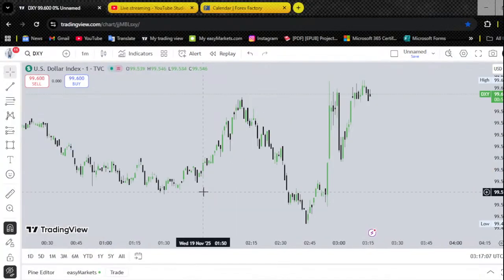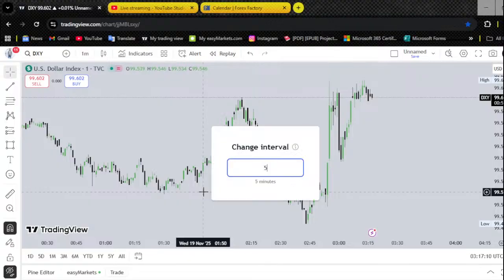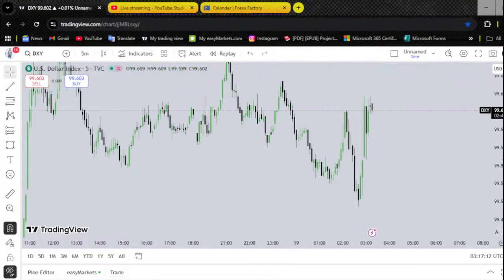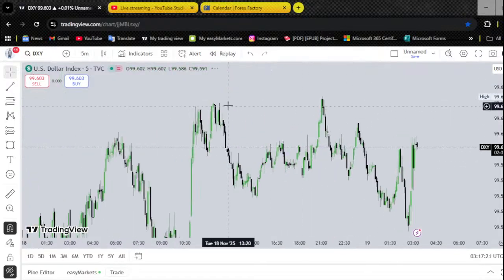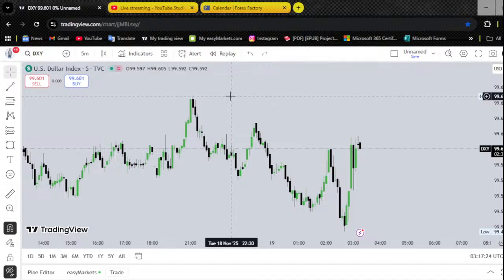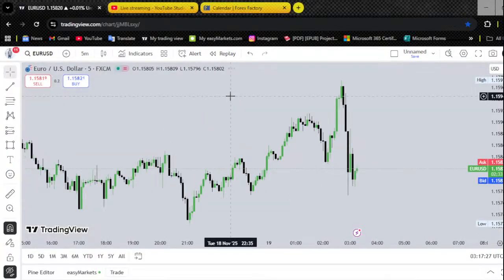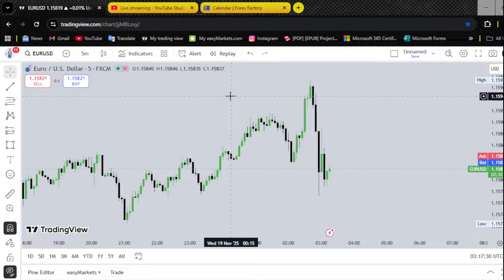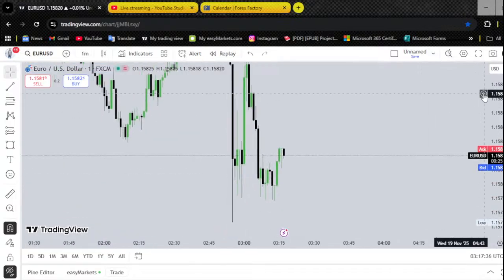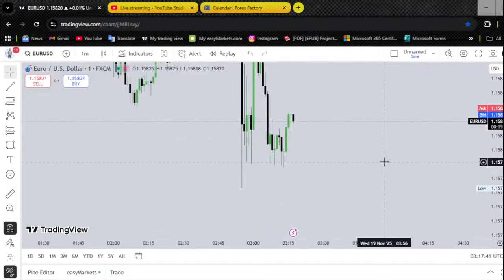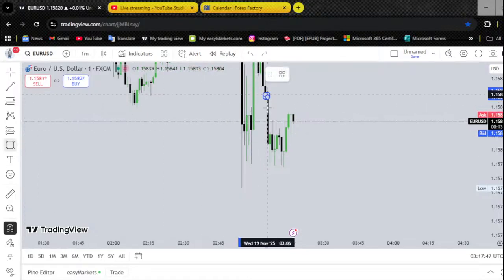We need to check DXY. DXY, yeah, it's still okay. Short term low taken, shift market structure, market coming here, tapping that one. Target being this buy side liquidity that is above here. I'm not expecting market to come above here.